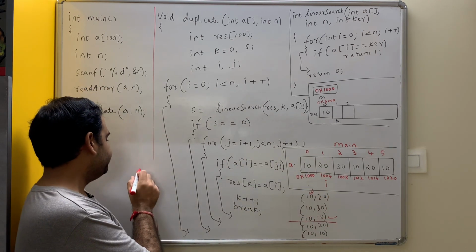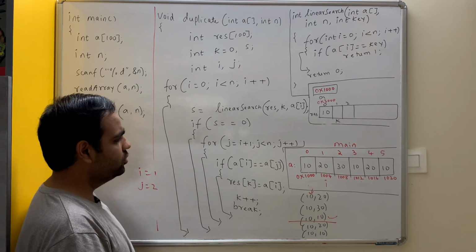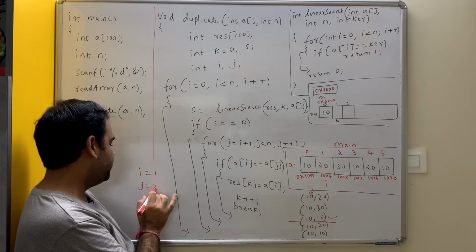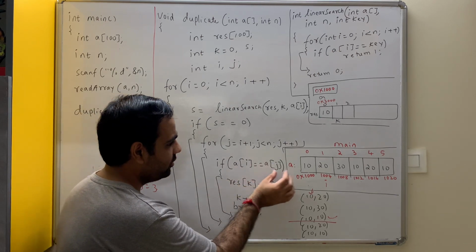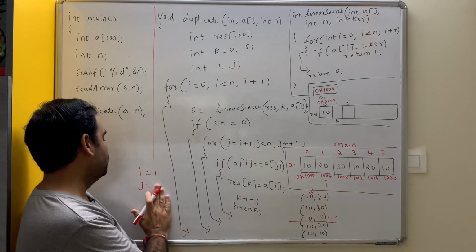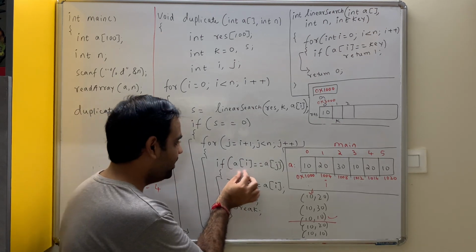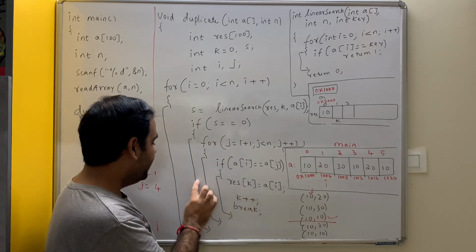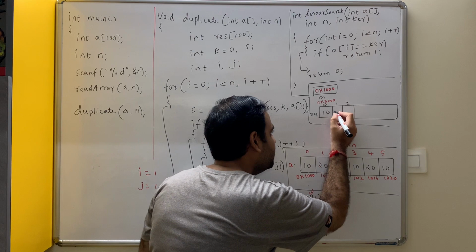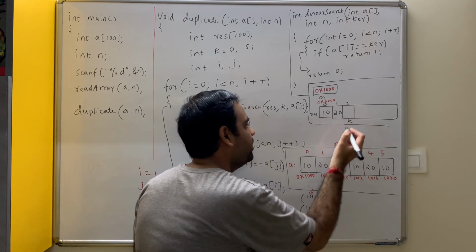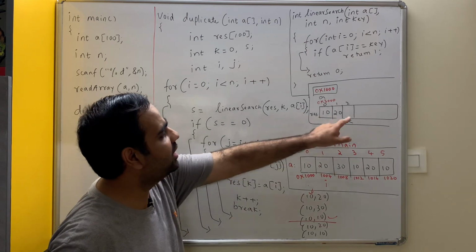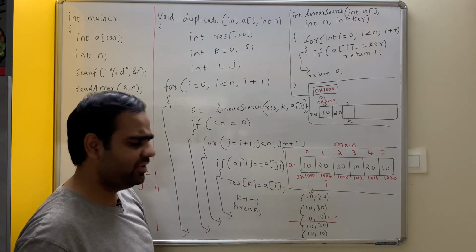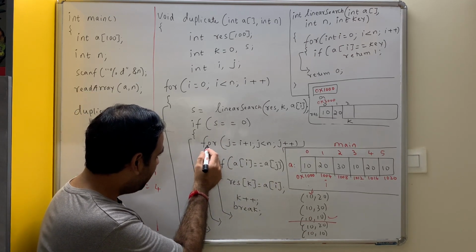Now the value of I is 1, j is equal to I plus 1, which is 2. A of 1 equal A of 2: is 20 equal to 30? No, you say j plus plus, the value of j will become 3. A of 1 equal A of 3: is 20 equal to 10? No, you say j plus plus, j becomes 4. A of 1 equal A of 4: is 20 equal to 20? Yes, that means it is a duplicate element. Hence, if it is a duplicate element, you write in the resultant array. Next you say k plus plus, because the number of elements is 2, and you want to write at index 2, and you say break, because there is no point in searching again whether 20 is a duplicate element or not. Break means you come out of this inner for loop.